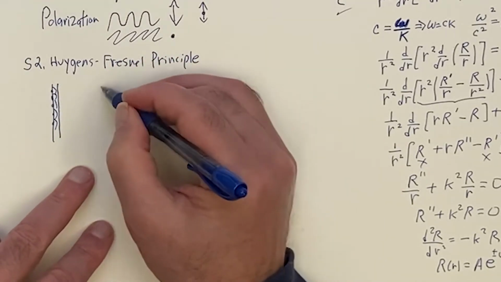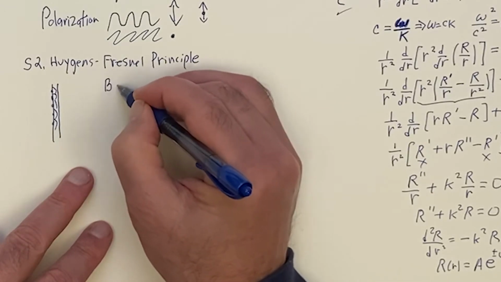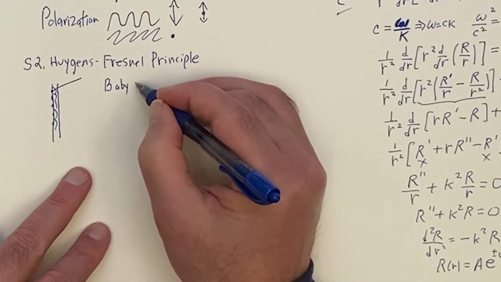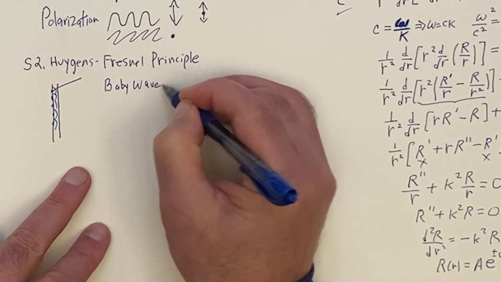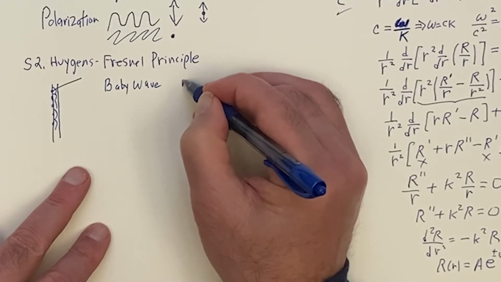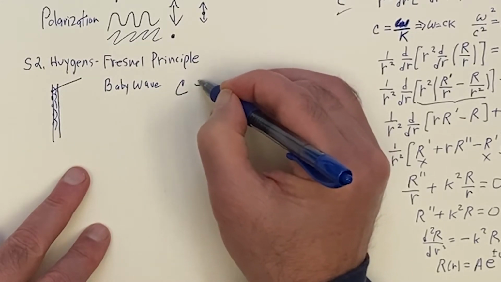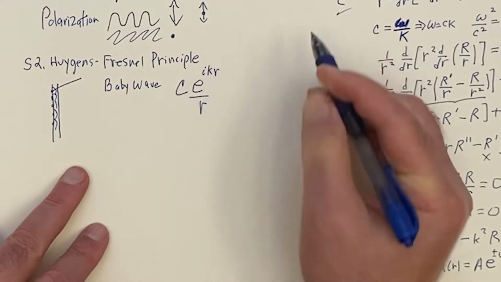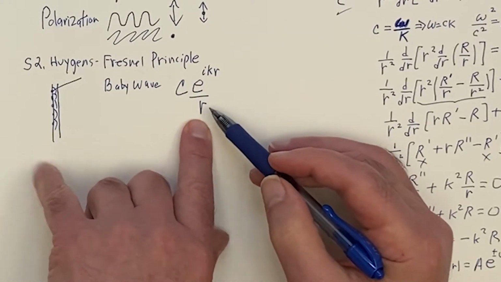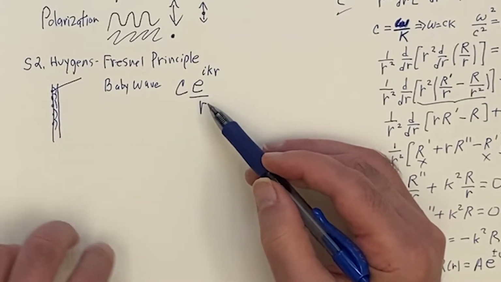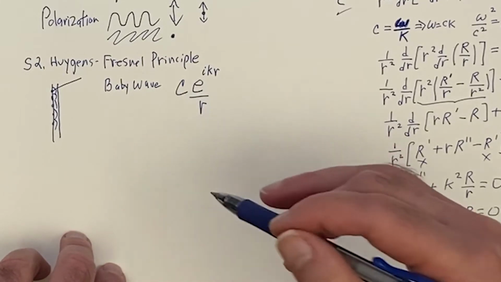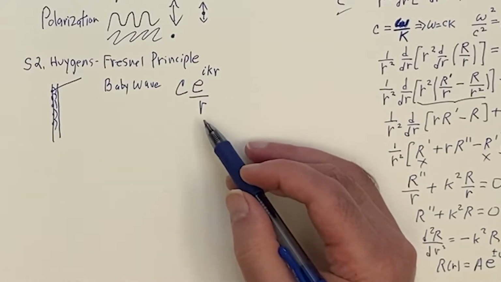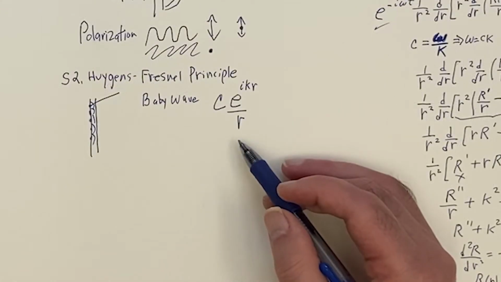So really, here, the baby wave, say it's going to be a spherical wave, the baby wave is going to be, I'm going to use C here as a constant, e to the i k r over r. And that has the property of the inverse square law. If you look at the amplitude times the amplitude complex conjugate, you're going to get 1 over r squared.